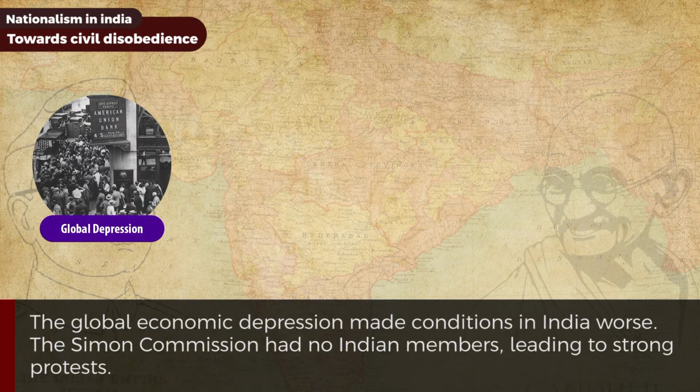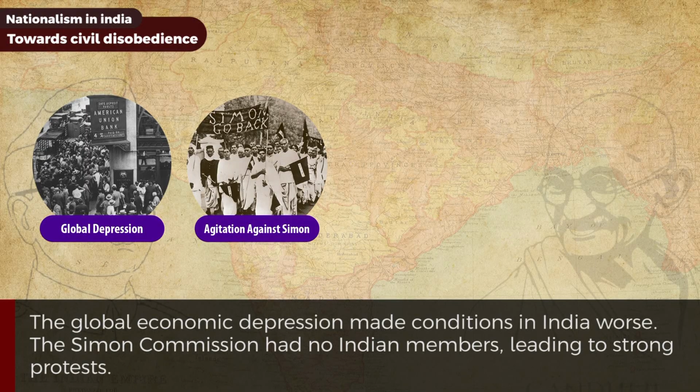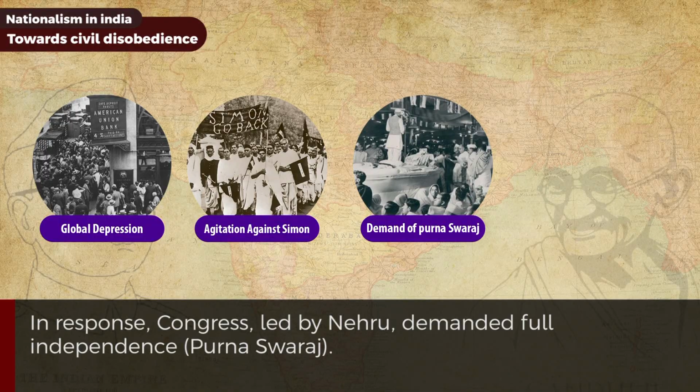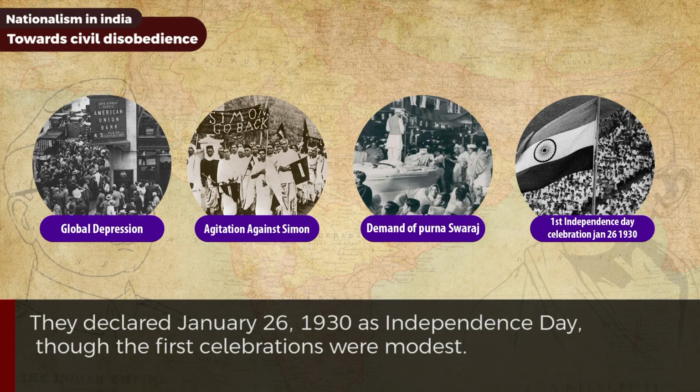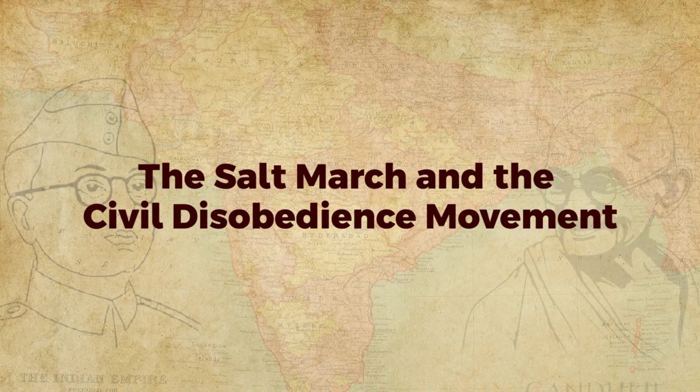The global economic depression made conditions in India worse. The Simon Commission had no Indian members, leading to strong protests. In response, Congress, led by Nehru, demanded full independence, meaning Purna Swaraj. They declared January 26, 1930 as Independence Day, though the first celebrations were modest, meaning the participation of people was less.